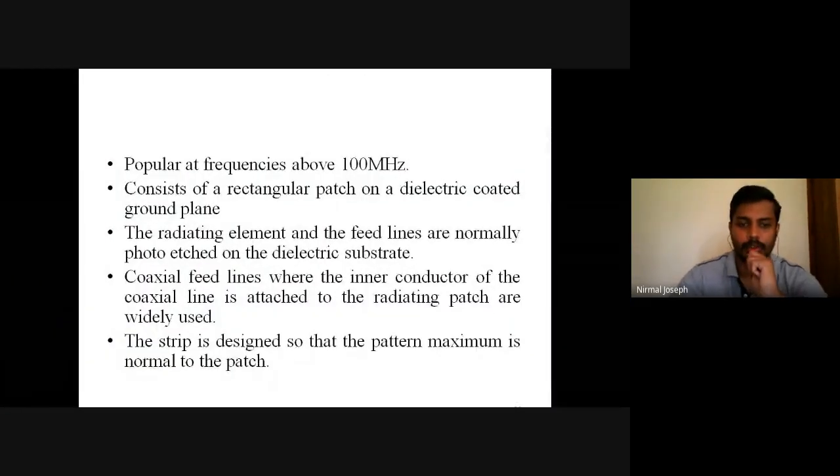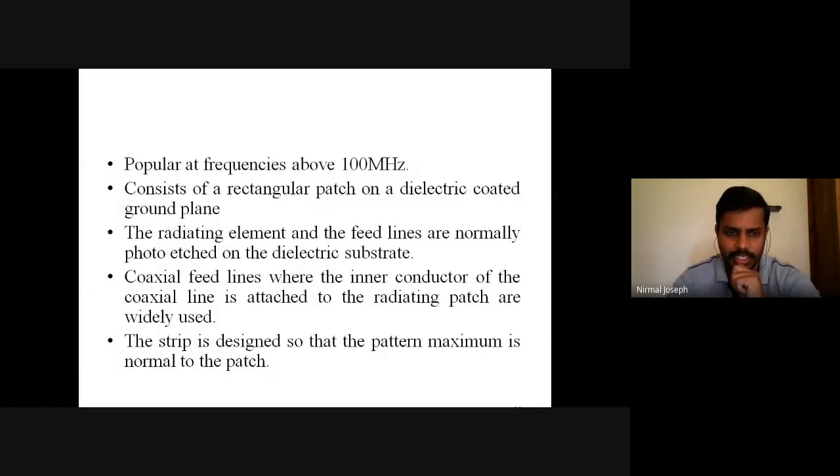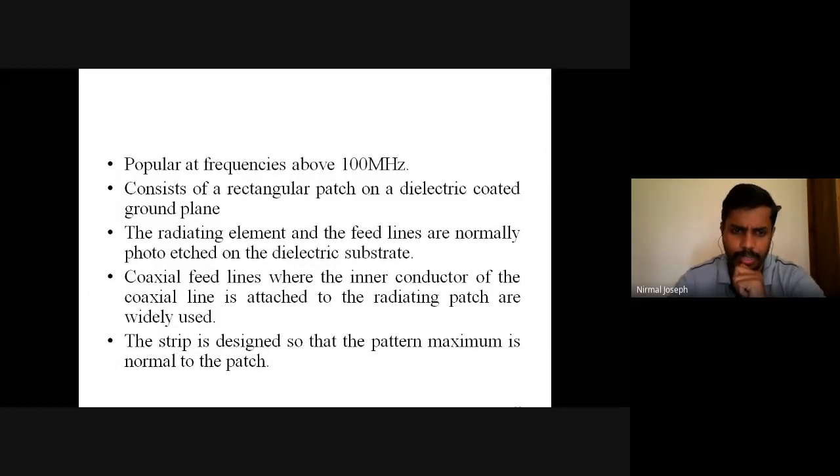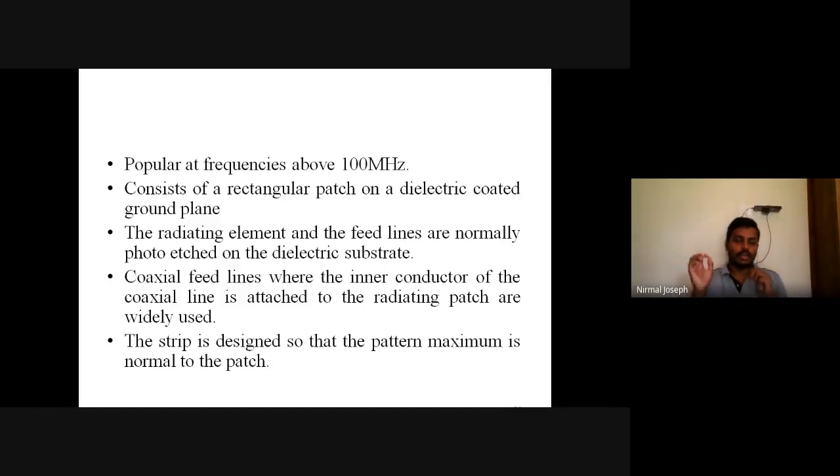So, coaxial feed lines, where the inner conductor of the coaxial line is attached to the radiating patch, are widely used. Now you will be getting an idea. Like our probe, the inner conductor is coming out and the outer conductor is coming out, right? The inner core will be attached to the radiating patch.